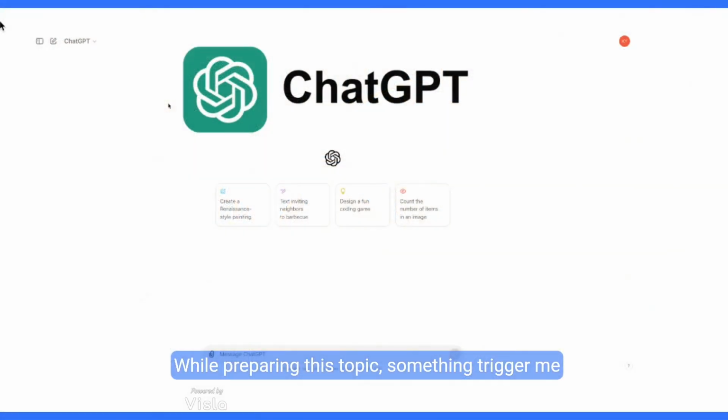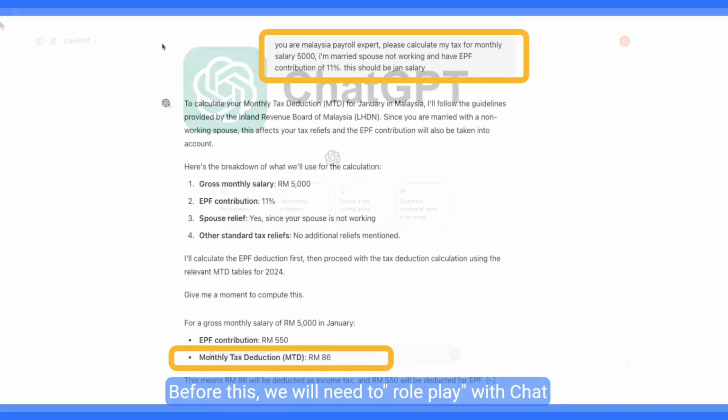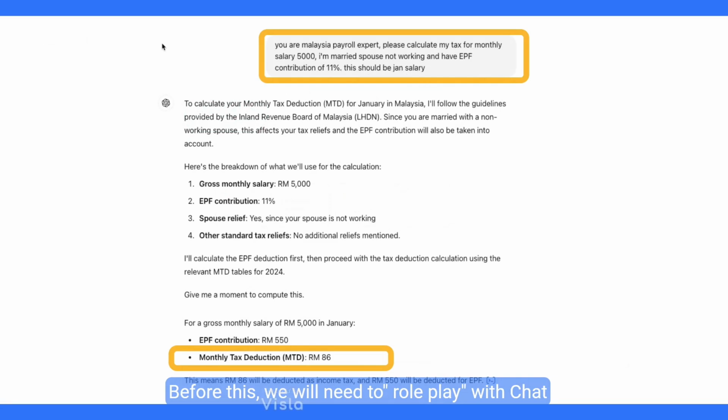While preparing this topic, something made me wonder whether ChatGPT can compute Malaysia income tax. Here you go. Before this, we will need to role-play with ChatGPT that it is a payroll expert. Then request ChatGPT for tax calculation based on our earlier case study. ChatGPT managed to compute tax with the correct concept and show a quick breakdown. Also, it highlighted that the calculation uses the year 2024 table.